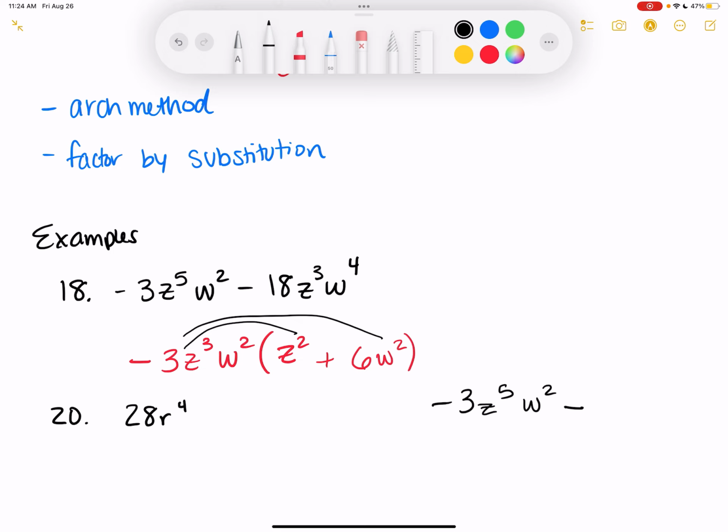I still don't understand why the 6 is going in front of the w and not the z. Because the z's are gone. I took out all of them. There's none left. Oh, I see. I see.